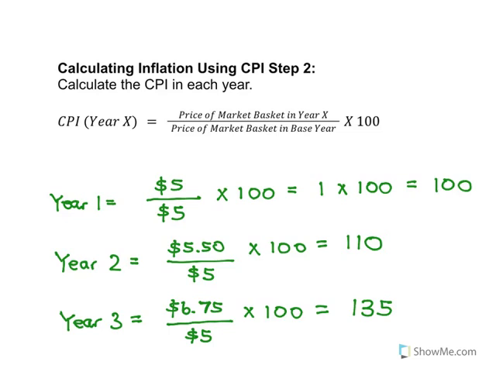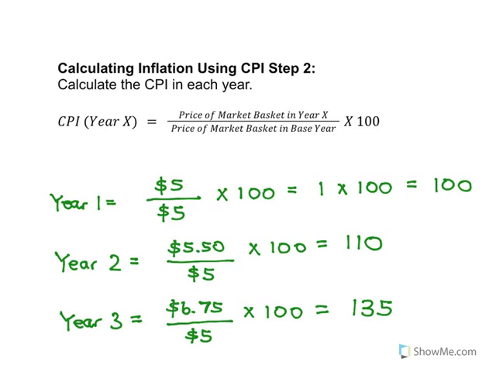Again, remember that basically these 3 numbers, 100, 110, 135, are a measure of the price level. You could think of it as a floor number, right? In year 1, I'm on floor 100. In year 2, I'm on floor 110. In year 3, I'm on 135. So if I'm moving up floors, that's inflation. So if the CPI is getting bigger, there's inflation.